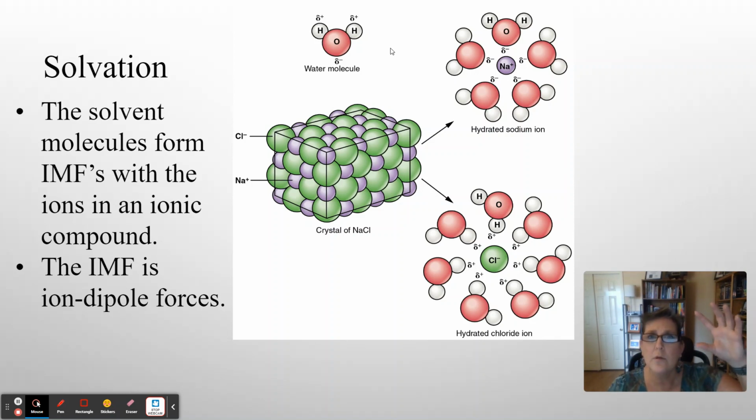The water molecules come up and the oxygens point inwards towards the Na plus, and the hydrogens point in towards the Cl minus, right? Because opposites attract. Cl is negatively charged. The hydrogens are a little bit positive, so opposites attract and the hydrogens point in towards the Cl. Again, this is the ion dipole forces that we talked about earlier, and it's why things dissolve. We call this process solvation.